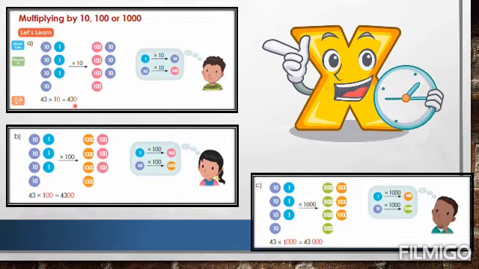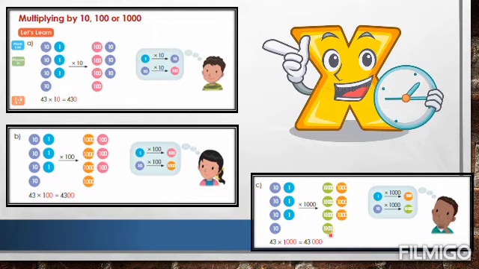Okay? The next one, letter B, we will multiply now the numbers with 100. 43 times 100. The same process, we just multiply the non-zero digits. 43 times 1 equals 43. And the two zeros from the 100, you just copy that to your final product. So the answer now is 4,300.